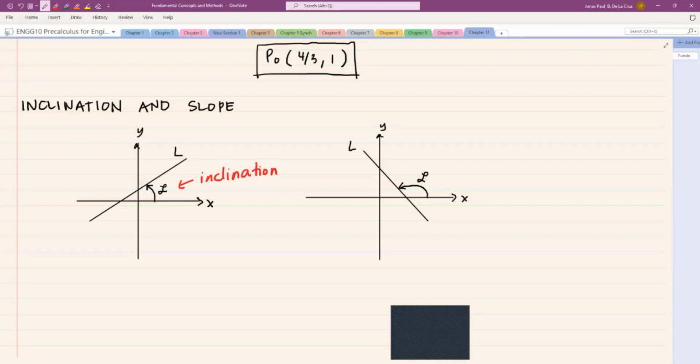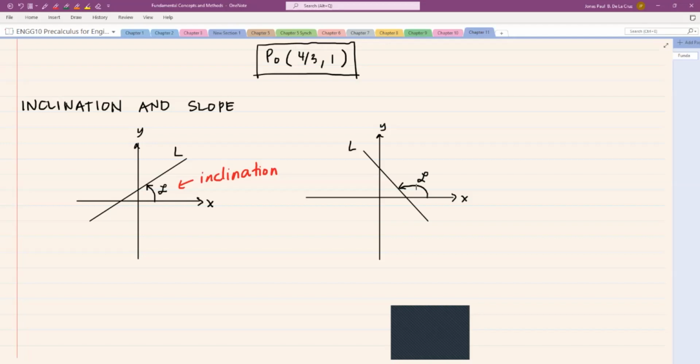Okay? If the inclination is between 0 degrees and 90 degrees, the line slants upward to the right, like our first figure. When it's like this, upward to the right, the inclination is between 0 and 90 degrees. In our second figure, if the line slants upward to the left, then the inclination is between 90 degrees and 180 degrees. Therefore, the inclination is a means of identifying the slant of the line.